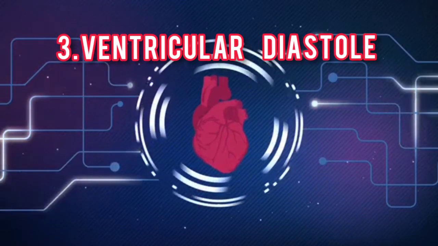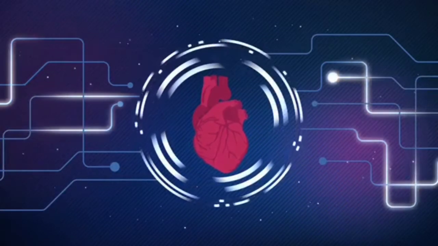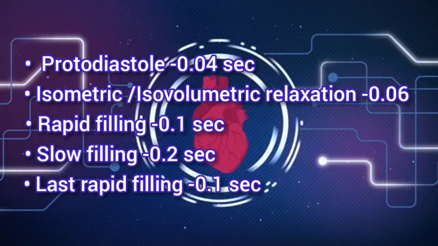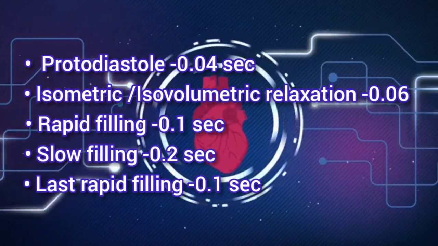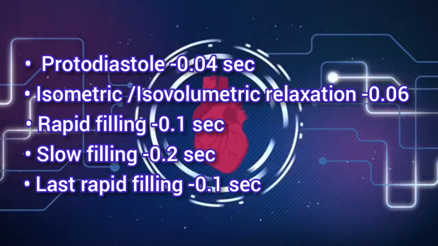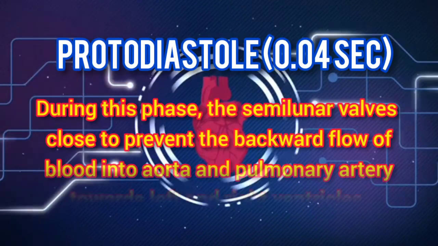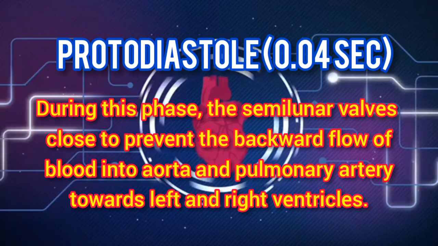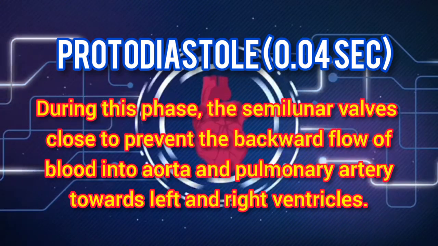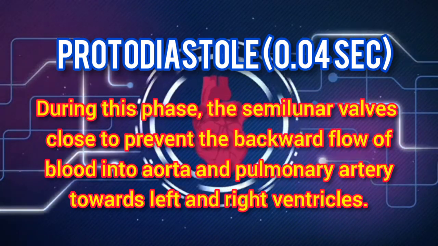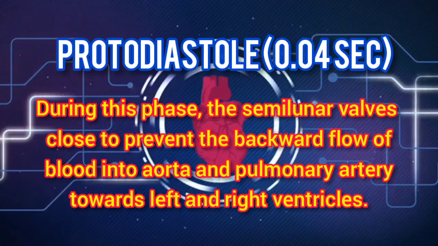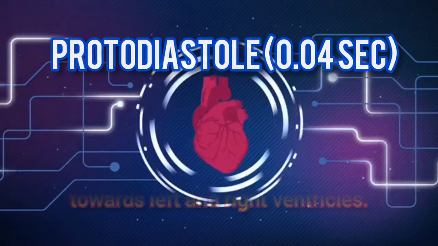Ventricular diastolic events. It includes protodiastole, isometric or isovolumetric relaxation, rapid filling, slow filling and last rapid filling. Protodiastole. During this phase, the semilunar valves close to prevent the backflow of blood from aorta and pulmonary artery towards the left and right ventricles.